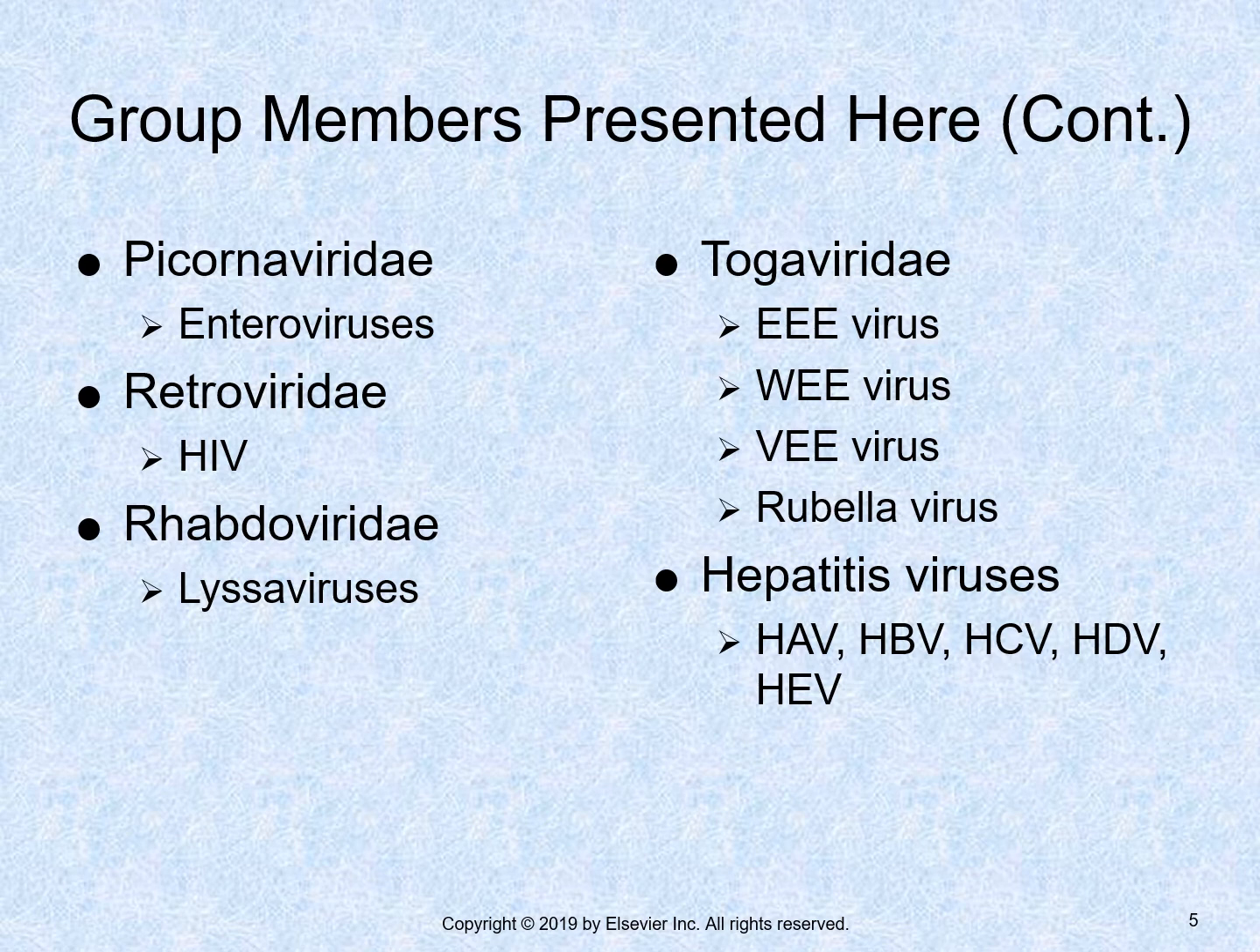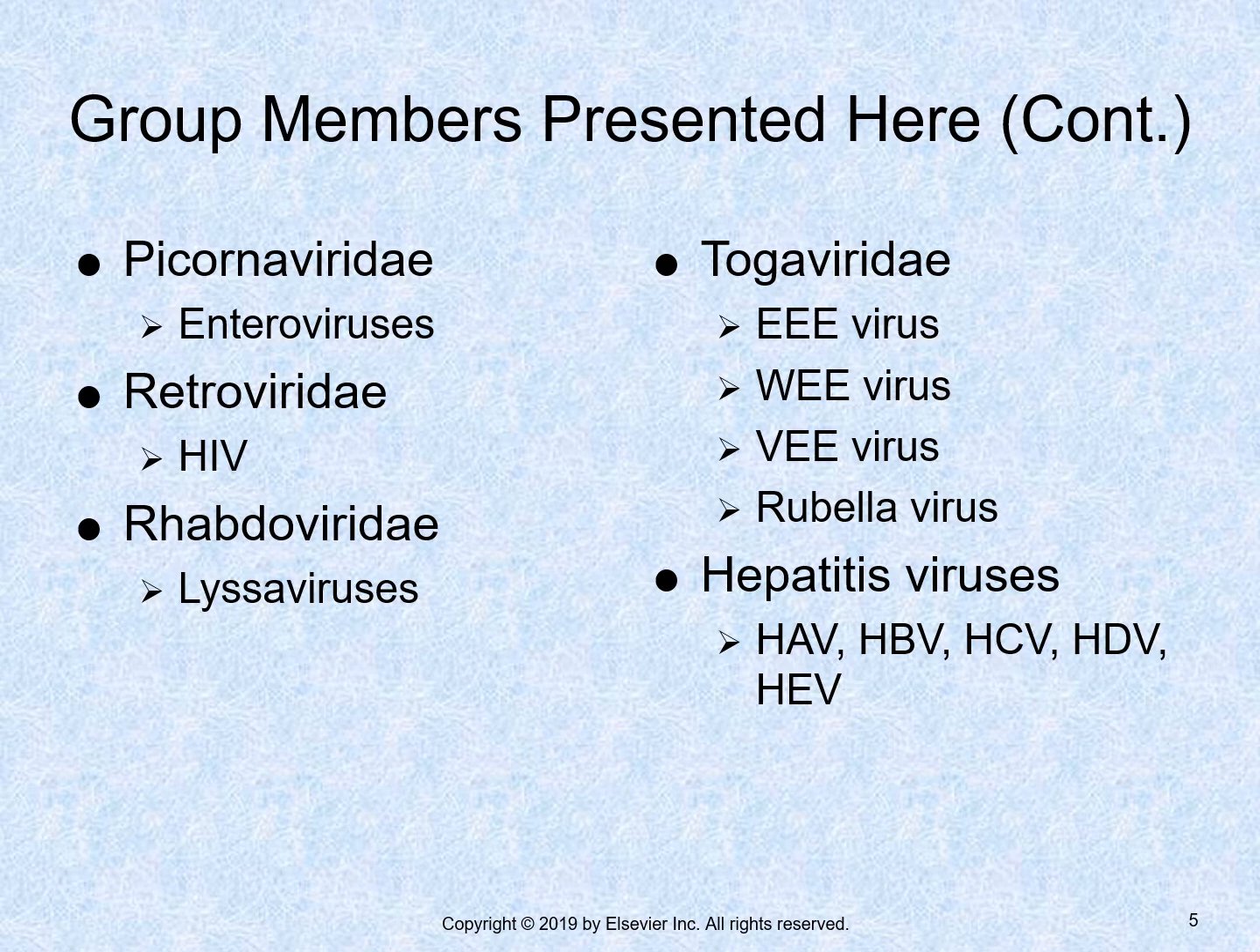Rhabdoviridae includes Lyssaviruses. Togaviridae includes Eastern equine encephalitis virus, Western equine encephalitis virus, Venezuelan equine encephalitis virus, and rubella virus. And finally, hepatitis viruses, Hep A, B, C, D, and E. So all these group members mentioned here will be discussed in more detail, along with others that are clinically significant in each family.